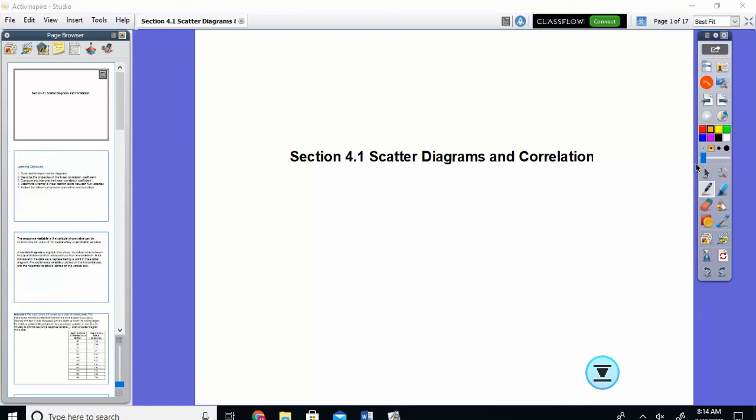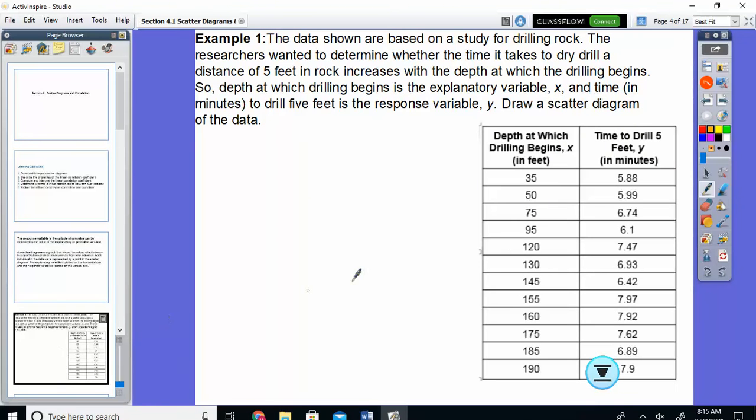So basically you've got your independent and dependent variables, or here we usually talk about them as explanatory and response variables, and just plotting those points. So let's take a look. We'll just jump right in with the first example here.